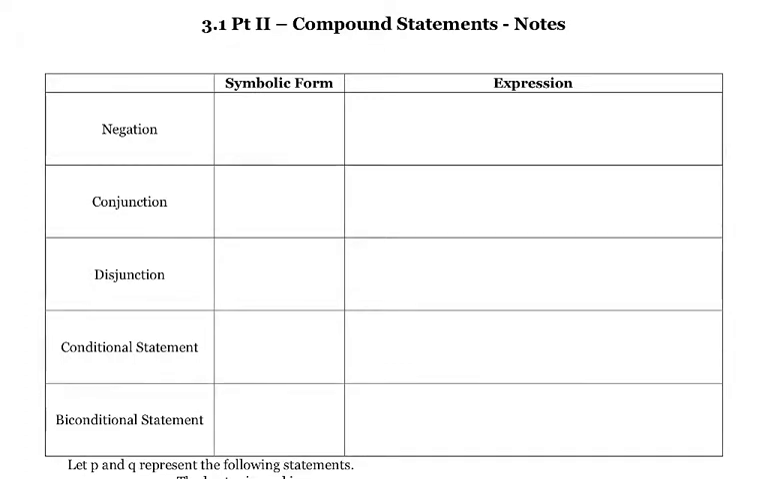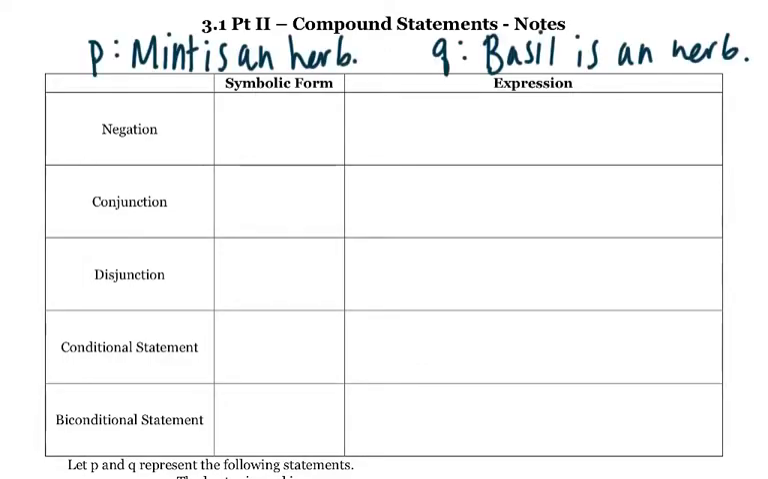So let's pick a letter and have that represent a statement. So I actually picked two statements. P is going to be representing mint is an herb, and then Q is going to represent basil is an herb. I might have just picked these statements because those are some of the things that I'm growing on my patio. But anyway, in symbolic form, when we have negation, we symbolize that with that tilde with our statement.